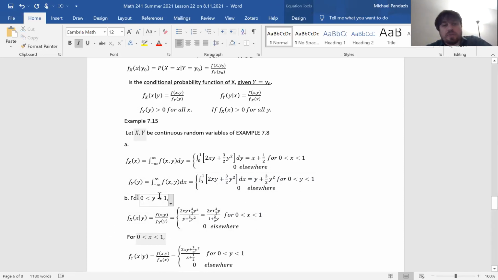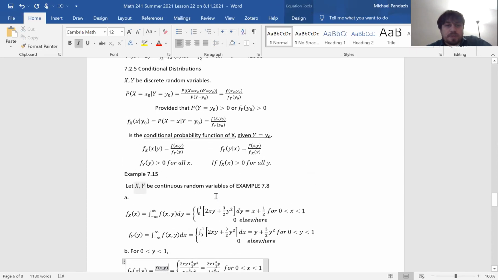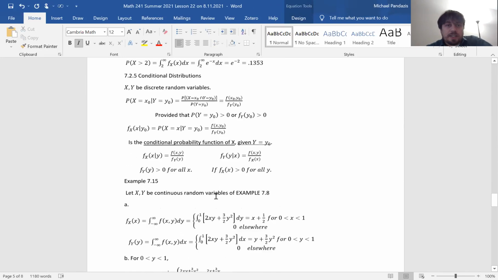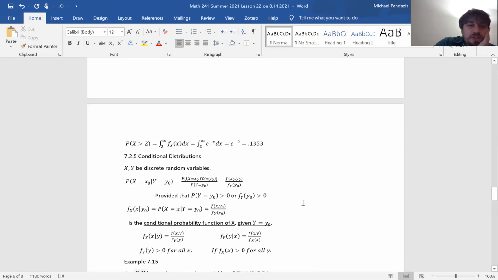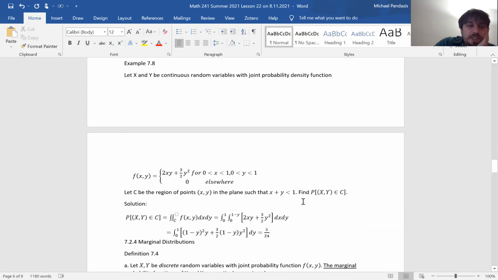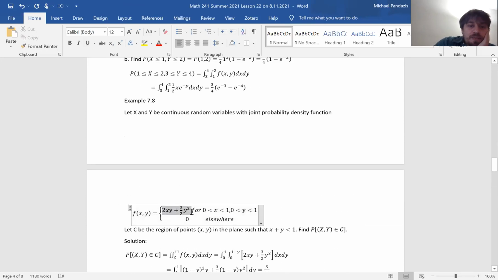Oh, okay, here we go. For y between 0 and 1. Okay, for y between 0 and 1, right? For y between 0 and 1, you have that f sub y of y is this. But then for f of x comma y, where's our f of x comma y? f of x comma y is the original PDF in the problem, right? I'm just going to scroll and show you that it's a PDF. There, right? That's the PDF.